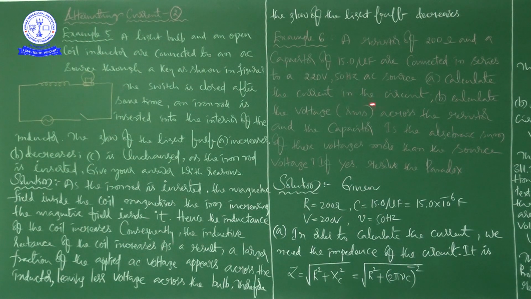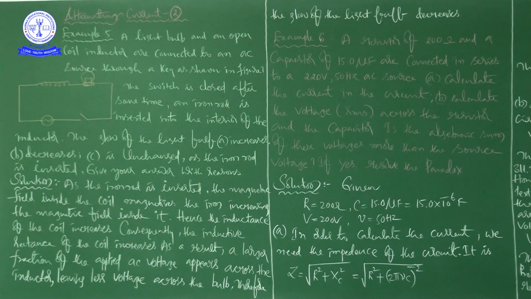Okay, regarding the numerical values, they have given 4 things. The resistance of a resistor and the capacitance of a capacitor, which are connected in series to the AC source, the voltage applied across the AC source, and the frequency of the AC source. Now, he is asking to calculate the current in the circuit, right? And he is also asking to calculate the RMS voltage. Root mean square. Calculate the root mean square voltage across the resistor and the capacitor also.